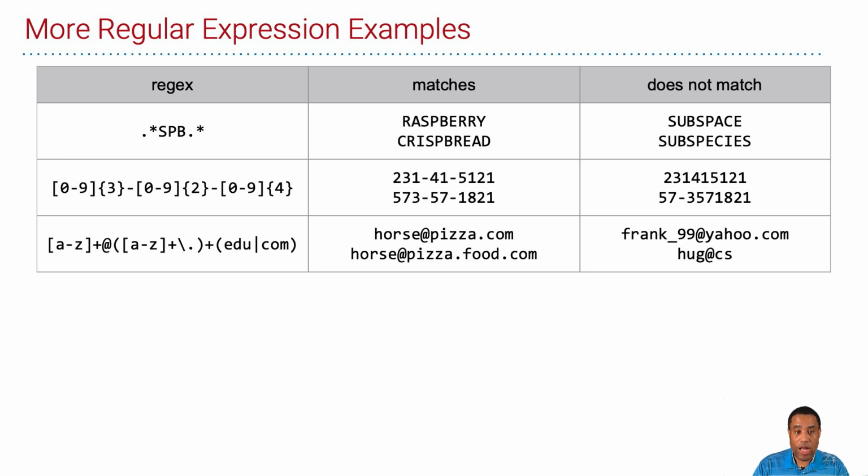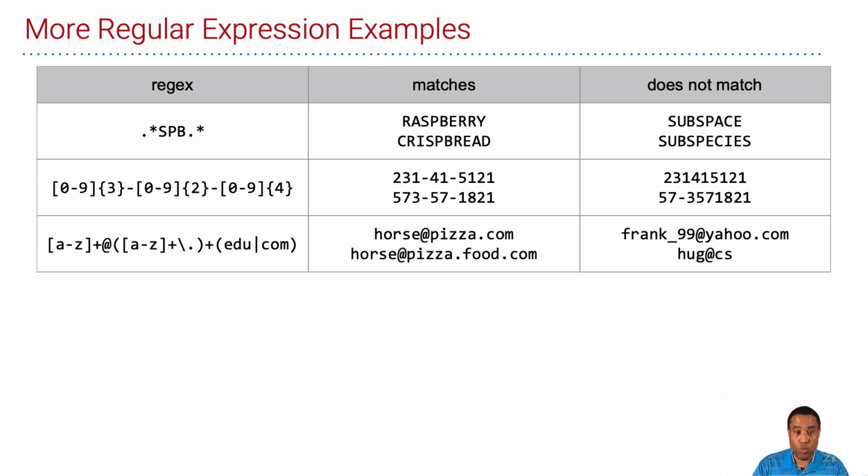And then finally, we have an email example where we have a character, 1 or more, drawn from the character class A to Z, an @ sign, and then in parentheses, we have a character drawn from A to Z, 1 or more, because of the plus, followed by a period. And this is important. The slash says escape. Treat the period as a literal period, not the any character operator in a template. And that's all in parentheses.